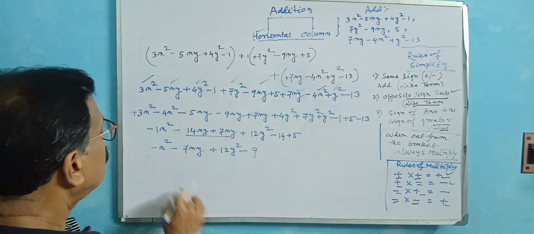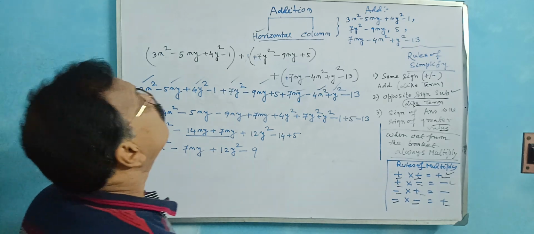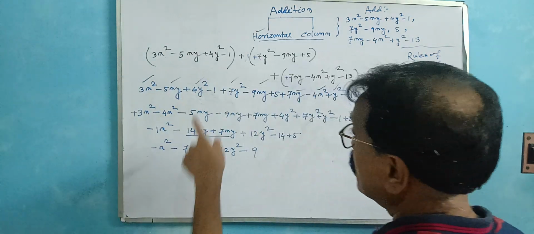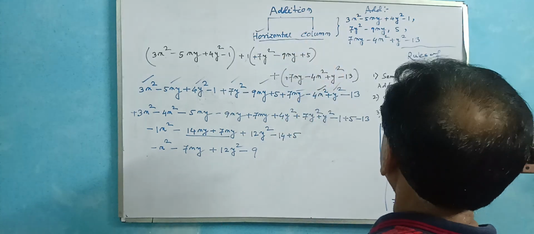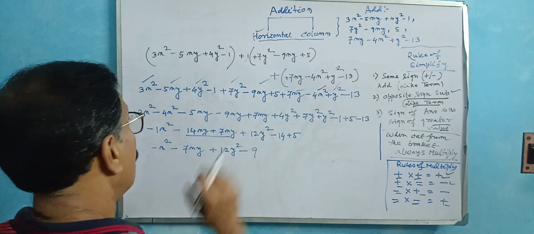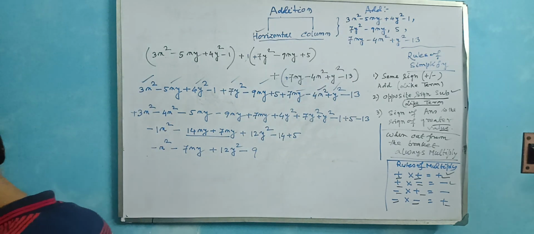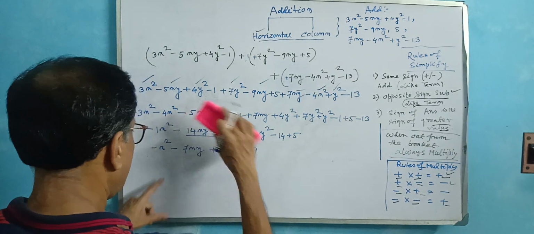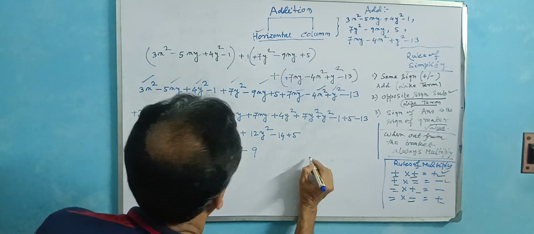9 and 5, 14. So this is the answer. No problem at all. This is the answer. Clear? So this is actually called the horizontal process. Now in this process, this is the answer, you write down the answer here.